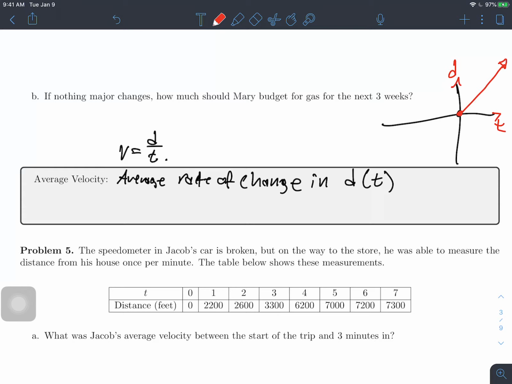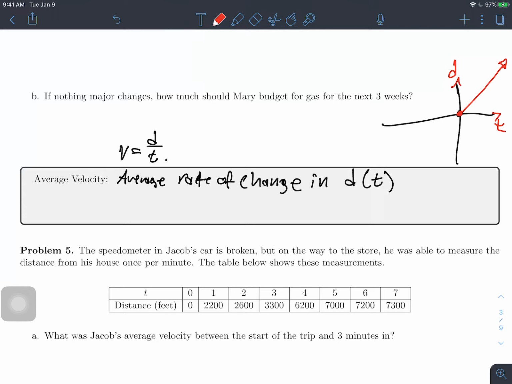Okay? And the velocity at which I'm moving away is going to be the rate at which my distance is changing. The rate at which my distance is changing in this graph is manifesting as the slope of this line. Okay, so the average velocity is going to be the average rate of change in d. However, what's going on in this graph is I'm just moving at a constant speed the entire time.